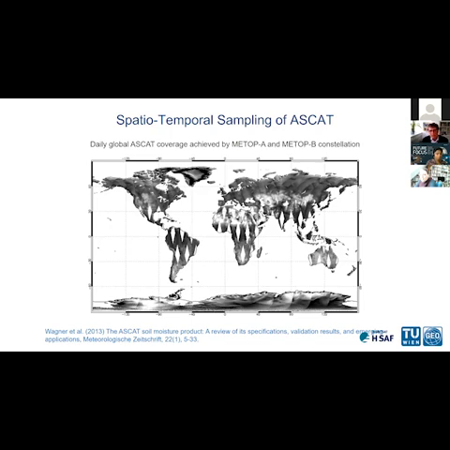Here's the daily global coverage we have achieved with 2 METOP ASCAT instruments. Here's one image we generated using METOP B and METOP C. Unfortunately, there's still some areas not being covered, particularly around the equator. This is because of the phasing of the two satellites with respect to each other. Actually, if there would be a different phasing in orbit, we could achieve full daily global coverage.